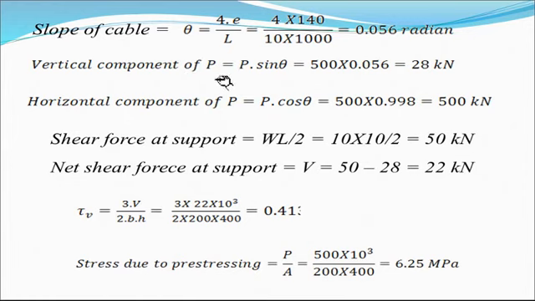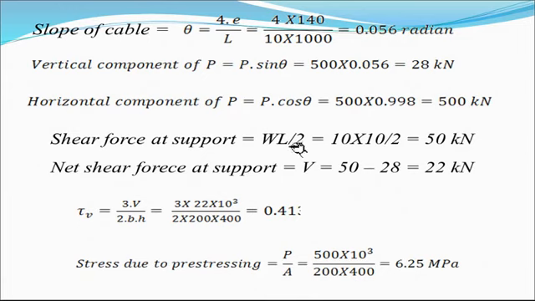Now, because of the cable profile, there are two components of the pre-stressing force: one is the horizontal force and another is the vertical force. Vertical force is equal to P sin theta, and as theta is very small, we can say that tan theta is equal to sin theta is equal to 0.056. So 500 into 0.056, we get 28 kN. This is the vertical component. Horizontal component is P cos theta, which is nearly equal to P, since cos theta is 0.998, closer to 1, so it is 500 kN.